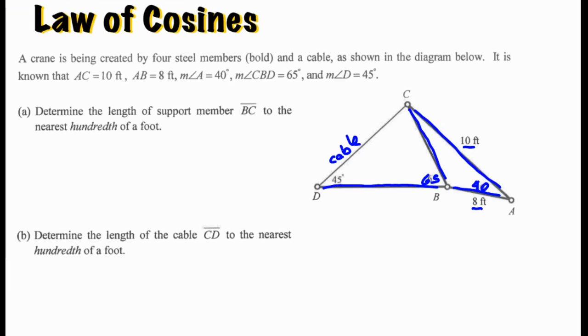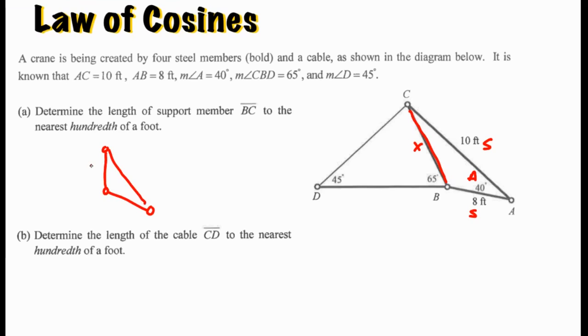So we've got all of this marked in the image. It says determine the length of the support member BC to the nearest hundredth of a foot. So our goal is to calculate BC. I'll put an X there. And we see that we have a side angle side relationship here. And I'm going to simplify this and just take triangle ABC, so I'm not looking at too many different segments.